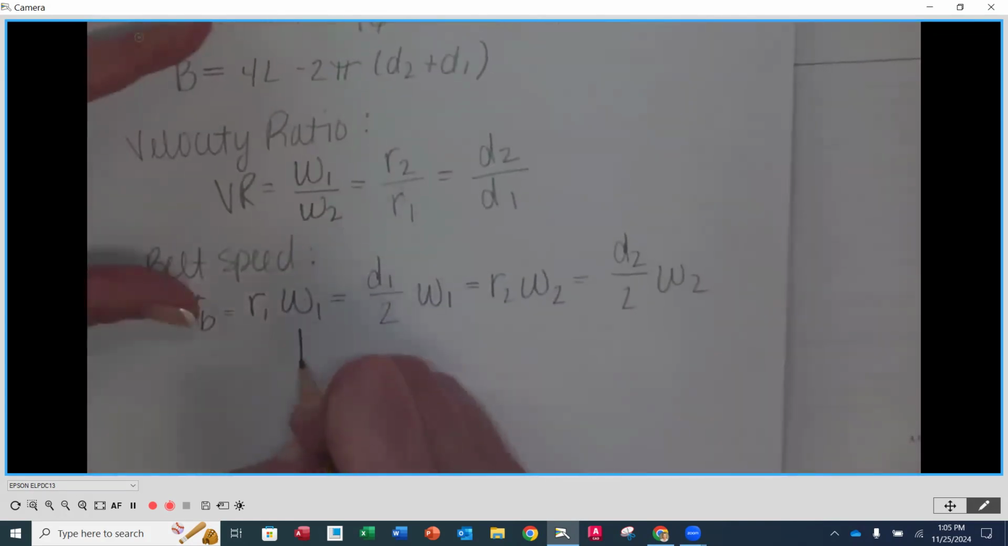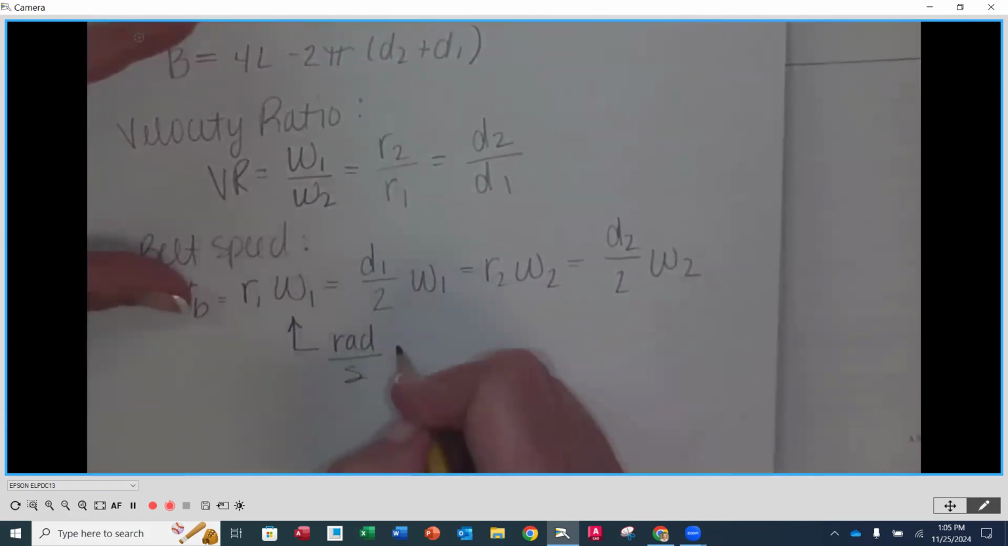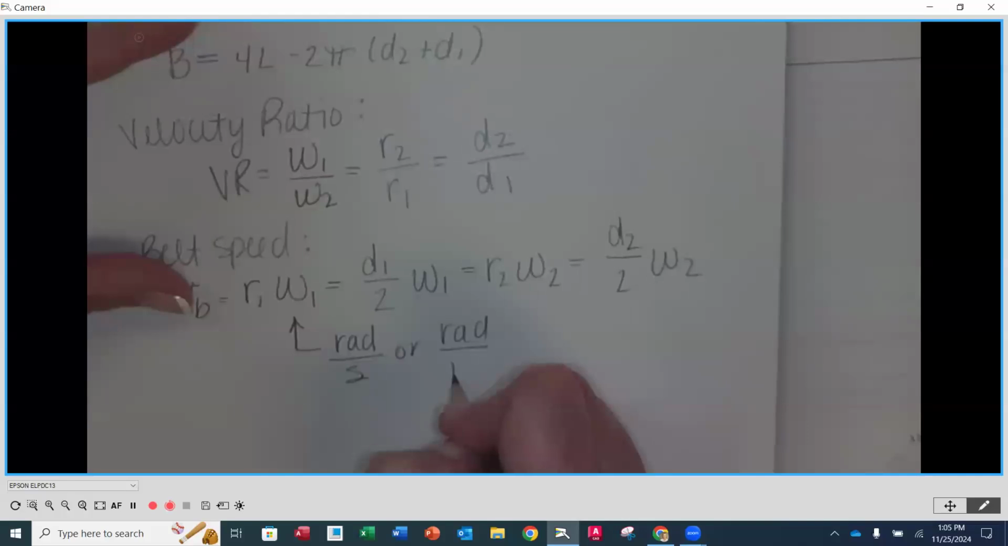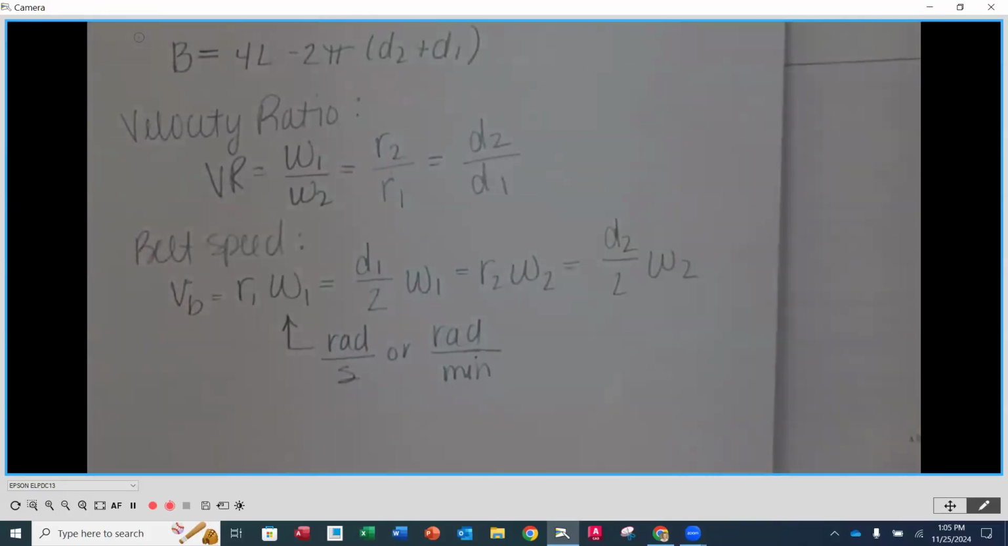Now, a note that you want to put on here is that these W's need to be in radians per second or radians per minute. If we're looking at belt speed, typically we are given, or they want us to report it, popular units for it are going to be like feet per minute. A lot of times that is what you have belt speed reported in.